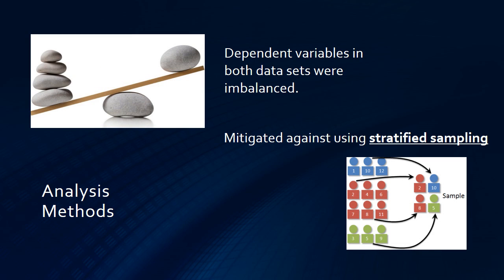To address the dependent variable imbalance, I mitigated against this using stratified sampling. This ensured that each random sample had the same distribution as the original dataset.